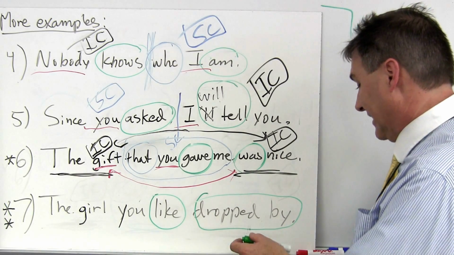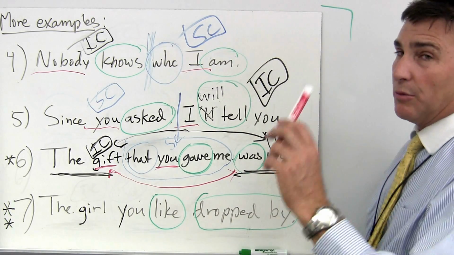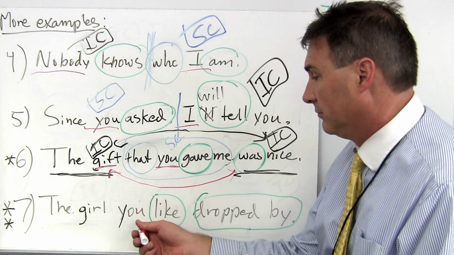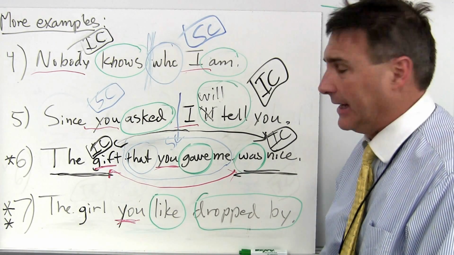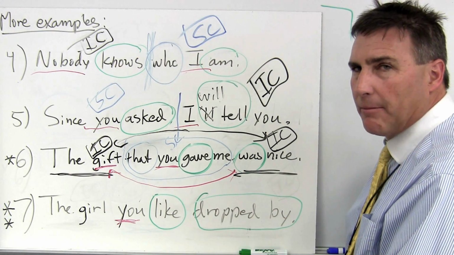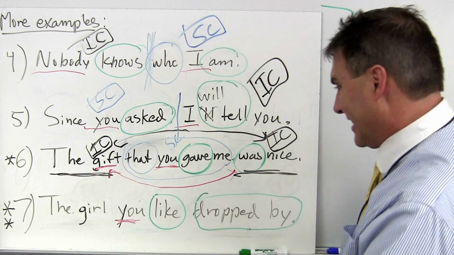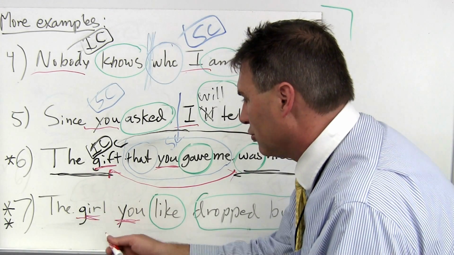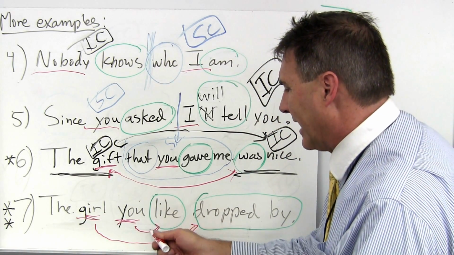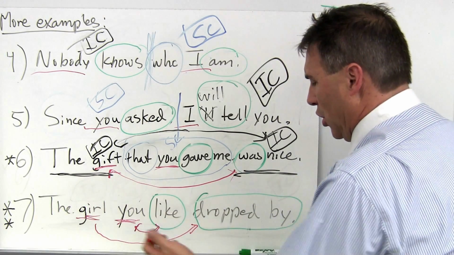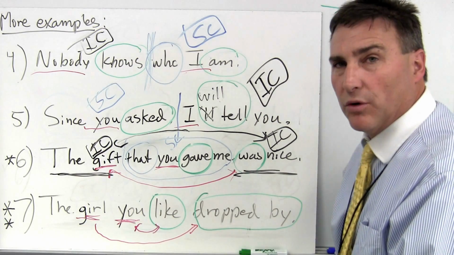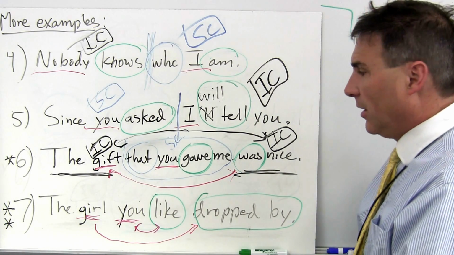What are the subjects? Let's see if we can find them. Start with the easy one. What's the subject of like? Who liked? Well, you like. That's who's doing the liking. But dropped by. Who or what dropped by? Oh, it's like the last one. The girl dropped by. So this girl goes with drop by. You goes with like. So we've got the girl dropped by. You like was just tucked up in there to give us more information about which girl.